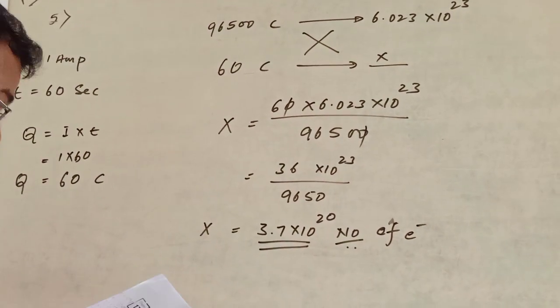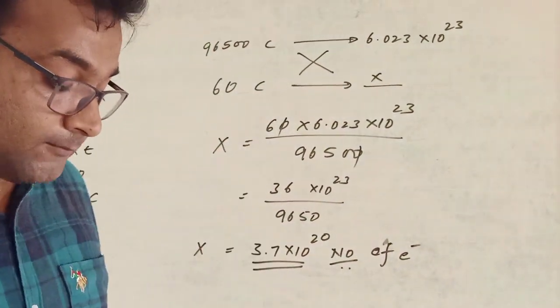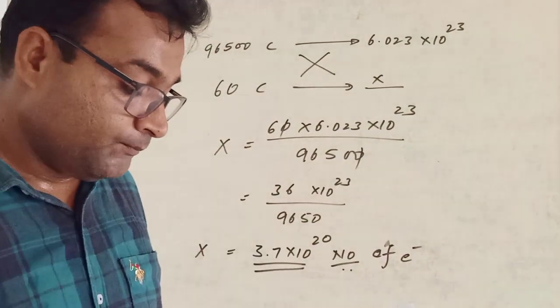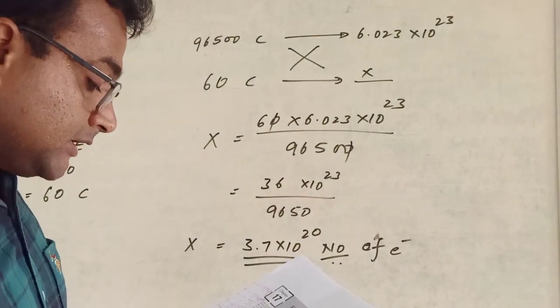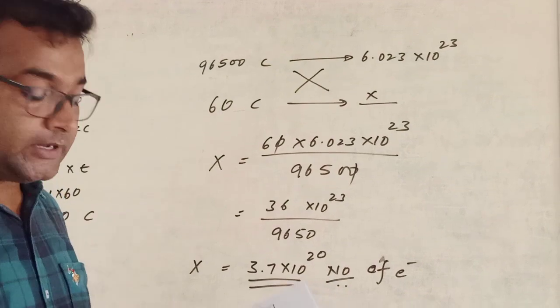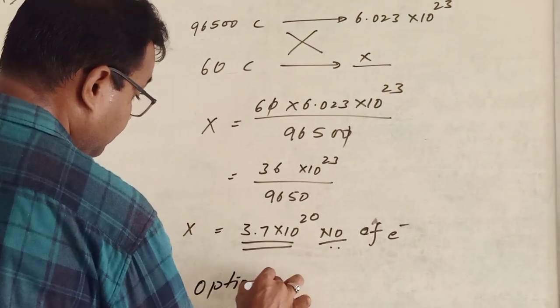So accordingly, we have the options. Option A is 6 into 10 power 23. Option B is 6 into 10 power 20. Option C is 3.75 into 10 power 20. And option D is 7.48 into 10 power 20. So the correct option is C.